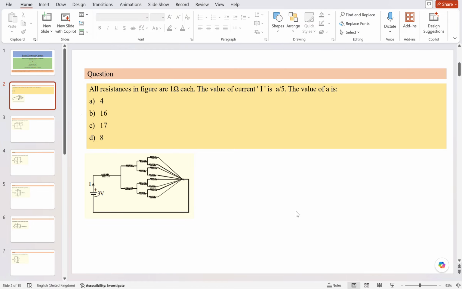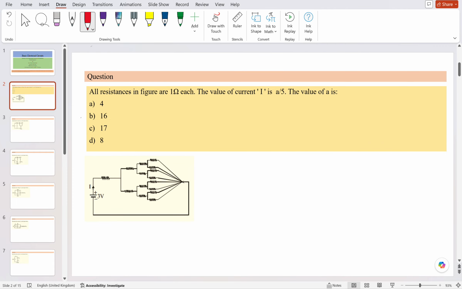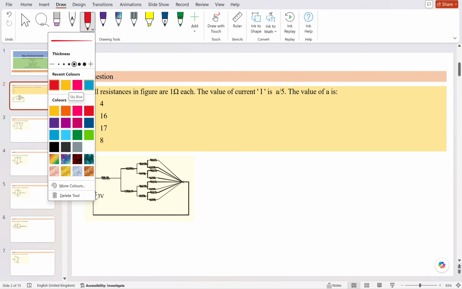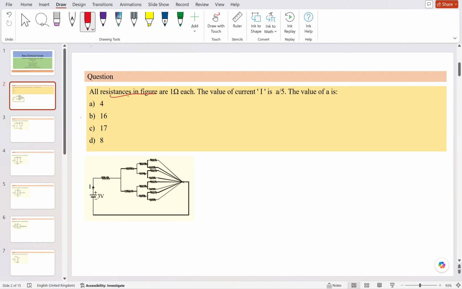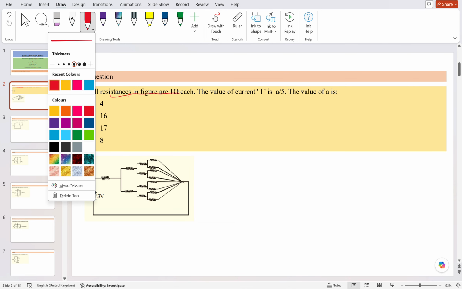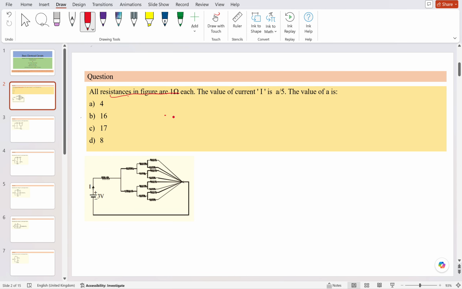Okay, let me give you the solution. In the problem, it is written that all resistances are 1 ohm. So all resistances are equal in quantity. Then the value of I is given as A by 5. So you just have to solve for the current value, and then divide it by 5, or if you get the answer in divided by 5 terms, then you find out the value of A.